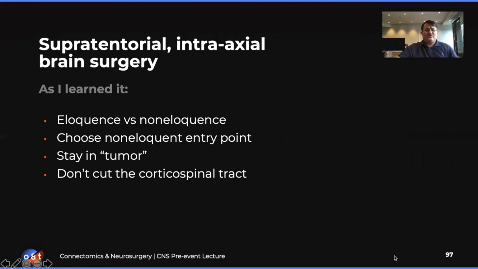I learned that supratentorial brain surgery was basically the following algorithm. You determine whether something was eloquent or non-eloquent. You generally wanted to stay out of the eloquent areas, stay in the tumor, and don't cut the corticospinal tract. There are other things, but in general, this is basically what you're trying to do.